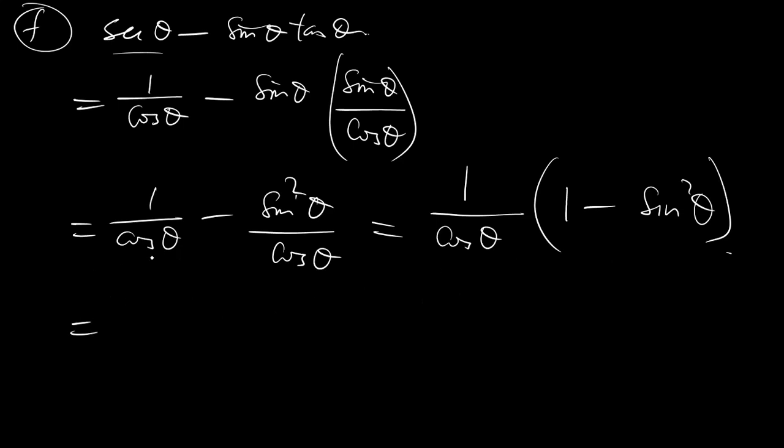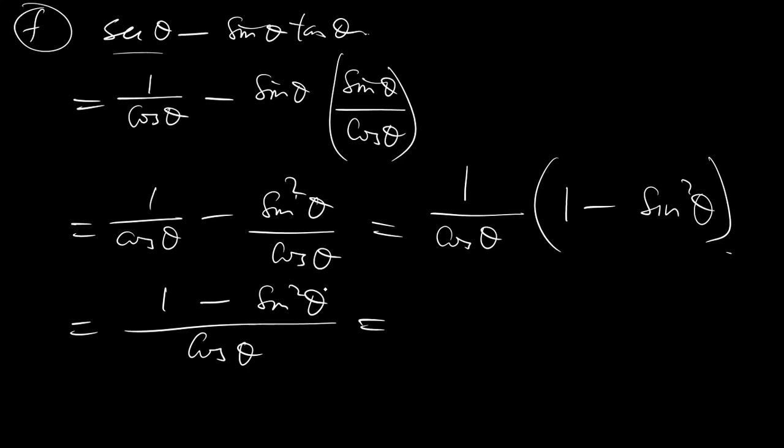Or you can also say the denominators are the same. You add them. You just add the numerators. So you have 1 minus sine square theta. Simple. A simple term.